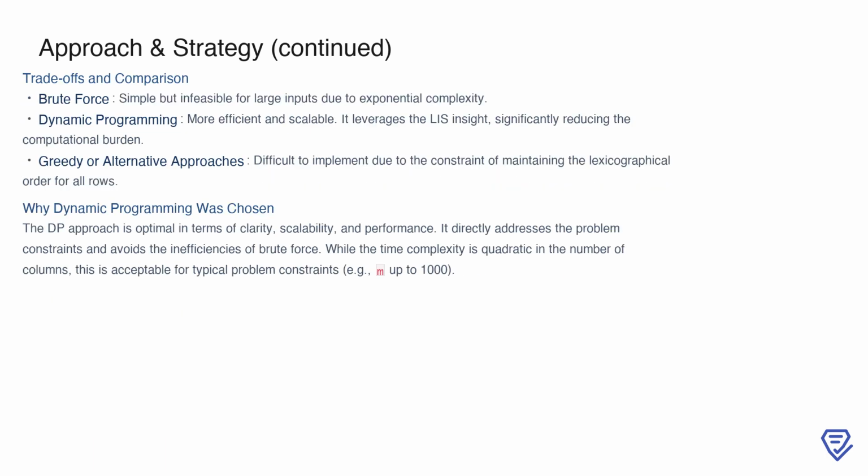When comparing the different strategies, we see clear trade-offs. The brute force approach is conceptually simple but computationally infeasible for larger inputs due to its exponential time complexity. On the other hand, the dynamic programming approach is efficient and scalable, as it leverages the insight of the longest increasing subsequence to minimize the number of deletions. Alternative methods, such as greedy algorithms, are challenging to implement because they struggle to maintain the lexicographical order across all rows. Ultimately, the dynamic programming solution was chosen because it balances clarity, scalability, and performance.